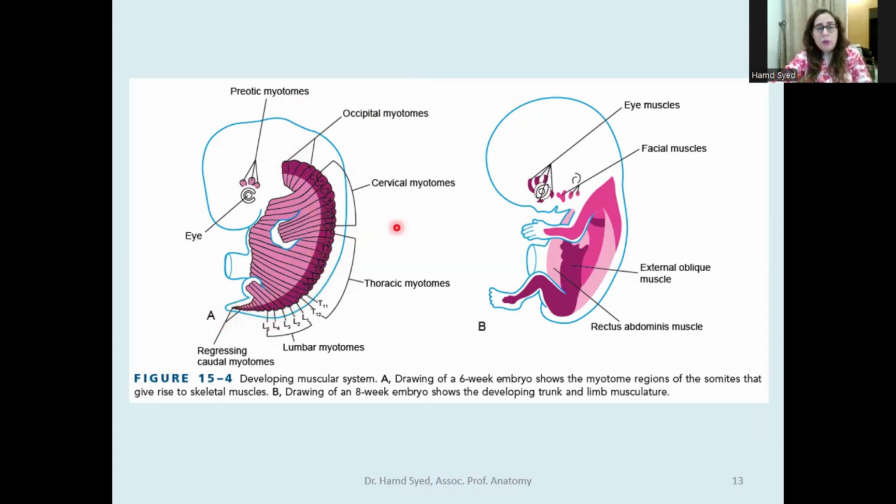And they will eventually form, if you look at diagram B over here, which is an 8-week-old embryo, they're going to form the musculature of the limbs and also the body walls, such as the abdominal muscle, external oblique, the thoracic muscles, and you can see over here the muscles in the lower limb. Over here are the pre-otic myotomes, which I told you are going to form the eye muscles. And here you can also see the pharyngeal arch myotomes, which are forming the facial muscles.